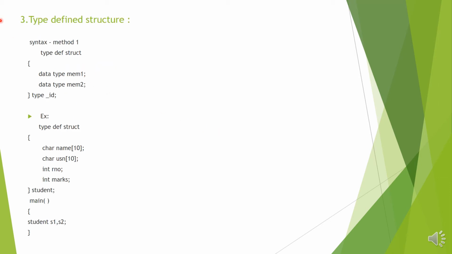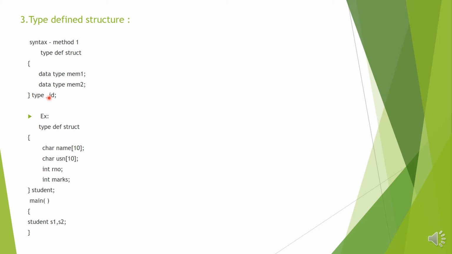Third method of declaring the structure is using a typedef structure. So we are using the keyword typedef here. Again, there are two methods. In method 1, we have the syntax typedef struct. Then within the set of brackets, we have the data member variables declared, and it is followed by the type ID, or the name of the structure.